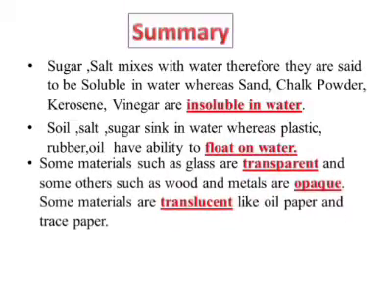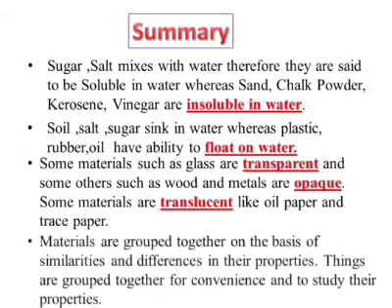Some objects such as glass allow us to look through them completely. Such materials are called transparent materials. There are some other materials like wood and metal which does not allow us to look through them. Such materials are called opaque materials. There are some materials which allow us to look through them partially like oil paper and trace paper. Such materials are called translucent materials.